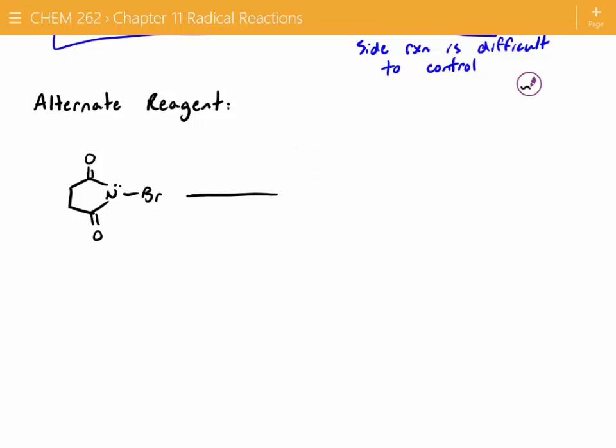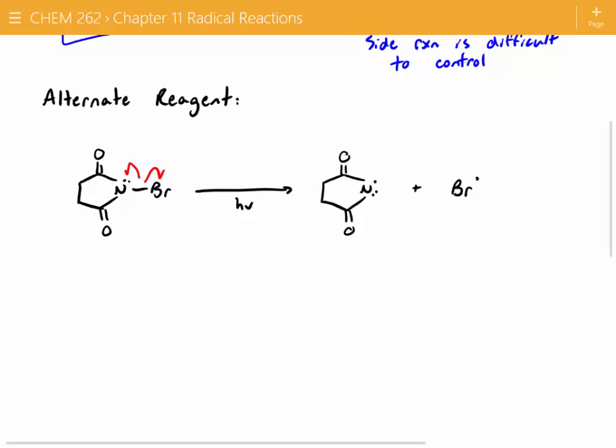And so if we take this reagent and we react it with UV light, the bond between the bromine and nitrogen will be cleaved, and one electron will go over to the bromine, the other electron will go over to the nitrogen, and now all we get is our bromine radical. We don't end up with any elemental bromine, Br2. And the name of this reagent is called N-bromosuccinimide.